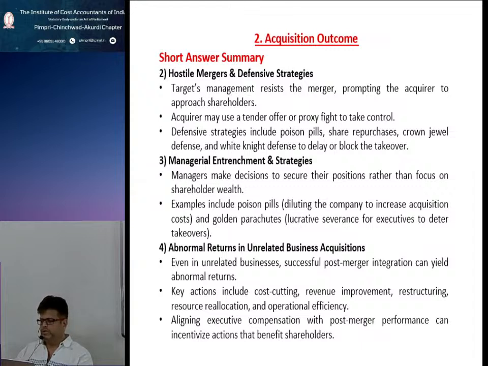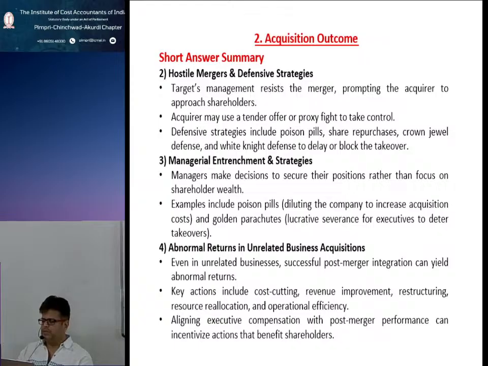Question number 2 deals with hostile merger versus defensive strategies. So the target's management raises the merger, prompting the acquirer to approach shareholders. The acquirer may use a tender offer or proxy fight to take control. Defensive strategies include poison pills, share repurchases, crown jewel defense, and white knight defense to delay or block the takeover.